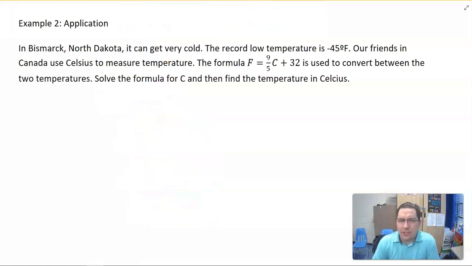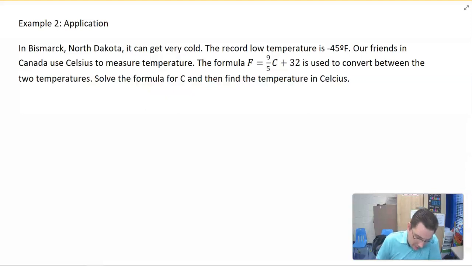So let's take a look at example 2 here. In Bismarck, North Dakota, it can get very cold. The record low temperature is negative 45 degrees Fahrenheit. Our friends in Canada use the Celsius scale to measure temperature. The formula F equals 9/5 C plus 32 is used to convert between the two temperature scales. Solve the formula for C and then find the temperature in Celsius.